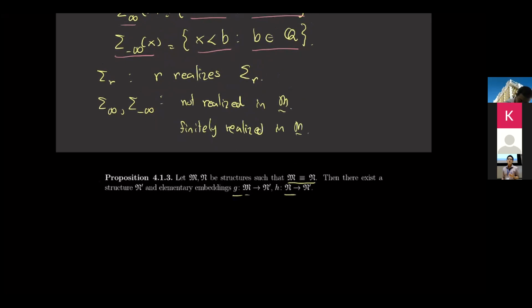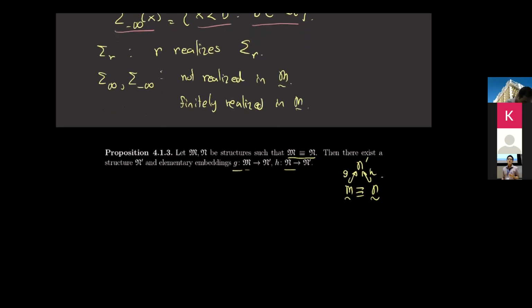So the picture is here. You have M that is elementarily equivalent to N. Then you can have a new structure N prime into which you can embed these two. Okay, so how can we prove it? First, I'm going to assume that M is elementarily equivalent to N. And without loss of generality, we may assume that M and N are disjoint.